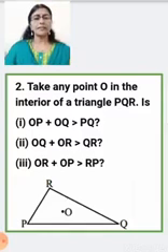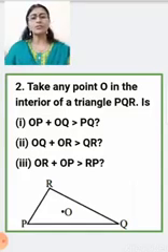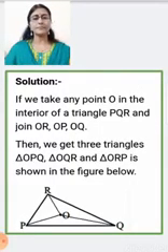For this, first you have to join the point to all the vertices. The point O in the interior of the triangle has to be joined with R, P and Q. So O will be joined to R, then O will be joined to P, and then O will be joined to Q. This way you will get a figure with three triangles inside: triangle OPQ, OQR and ORP. Now we will take each triangle one by one and find out whether this is correct or not.